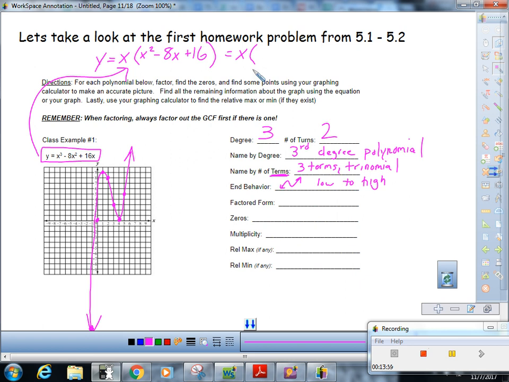Nope. Negative 4, gosh, and I wrote down 5. Negative 4 times negative 4. So that is the factored form. I'm just screwing this up.